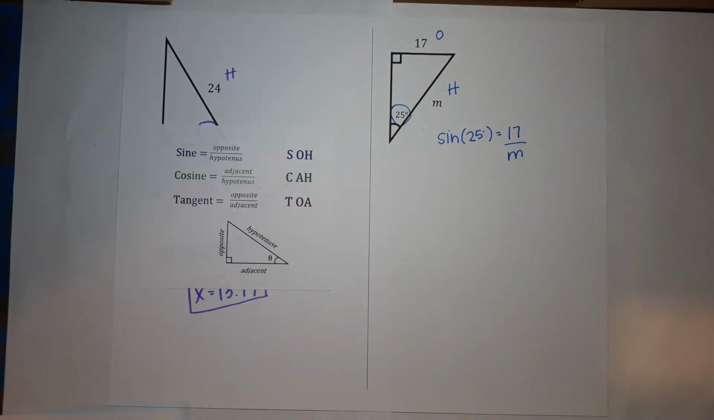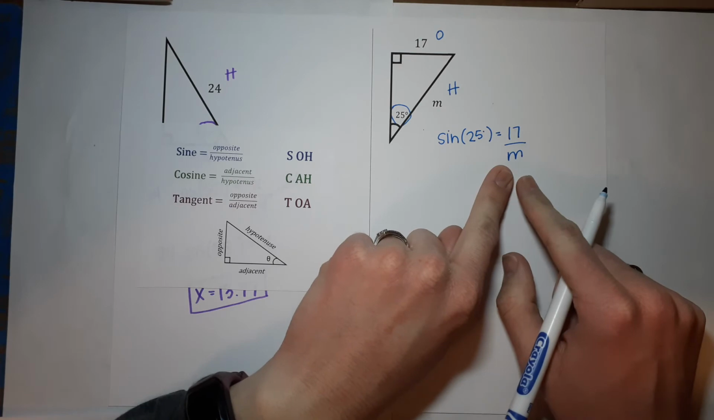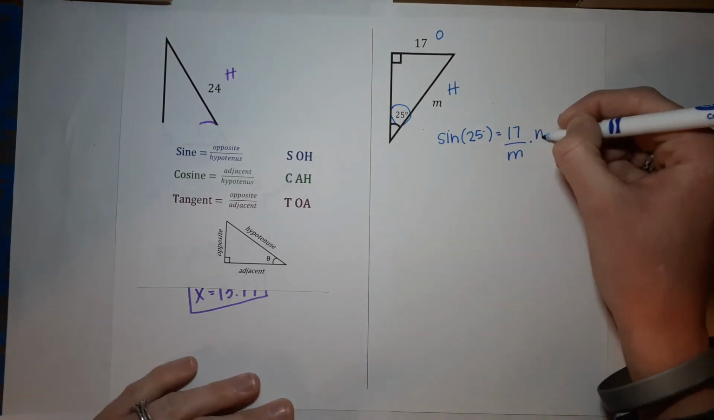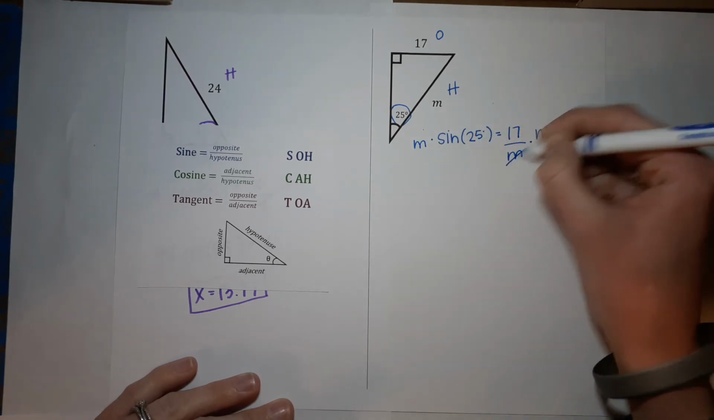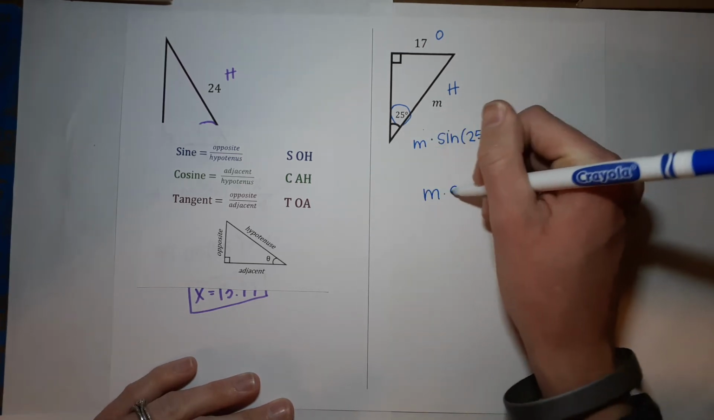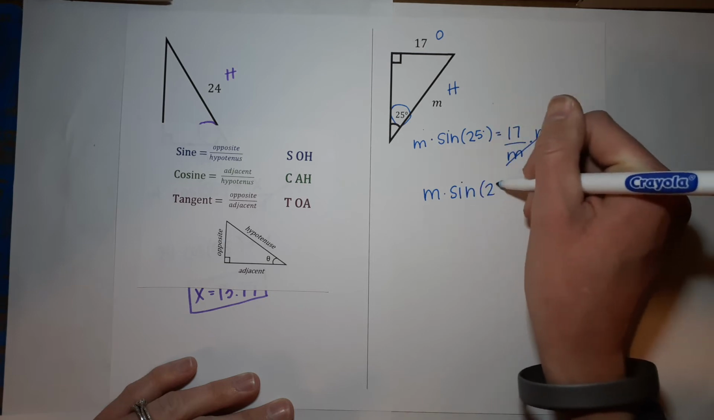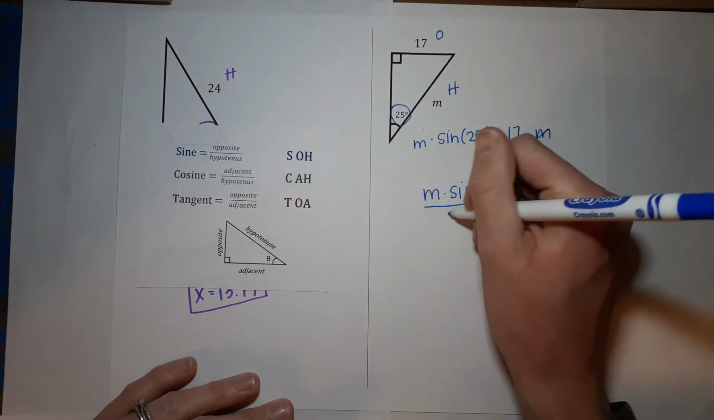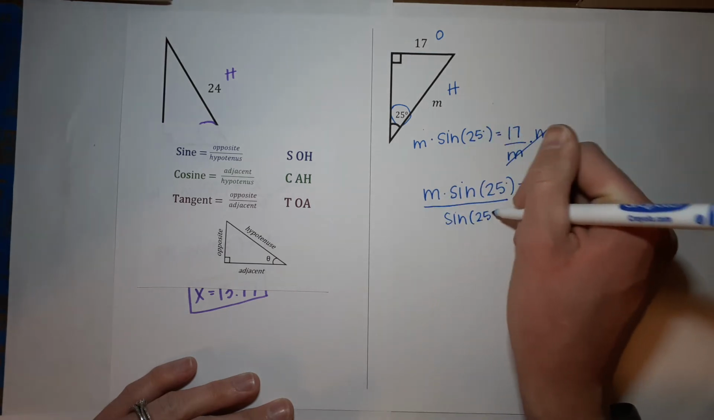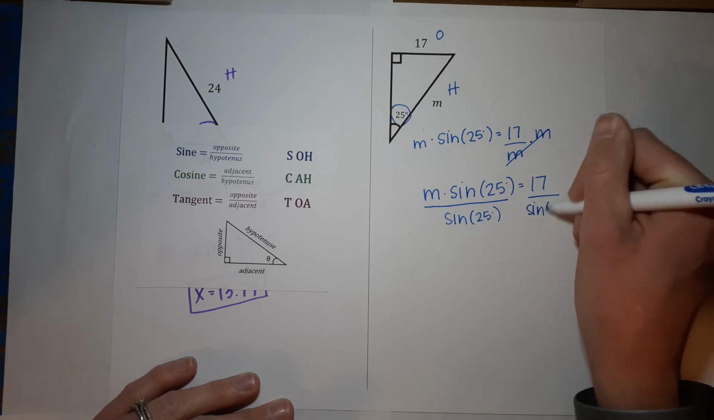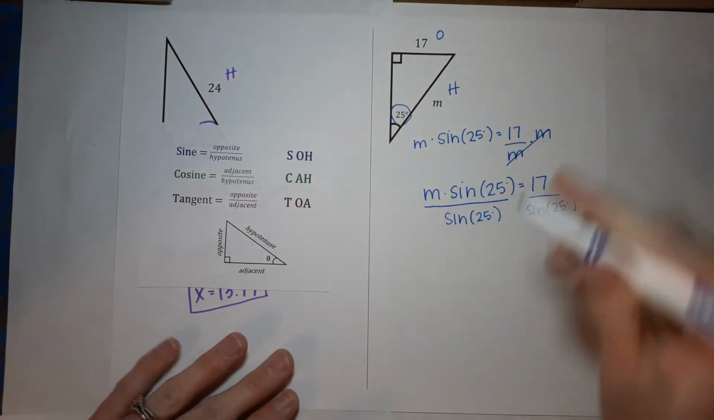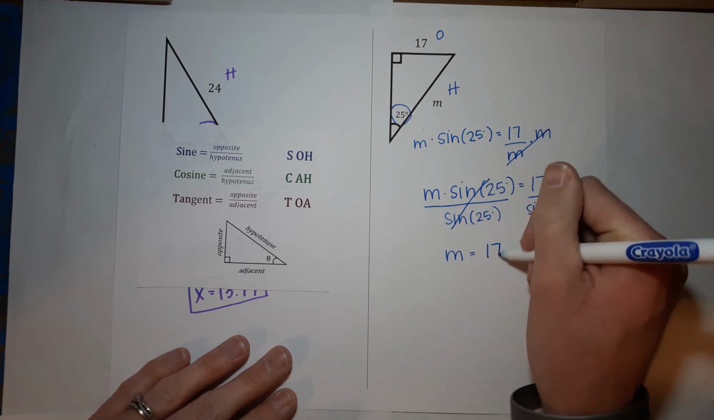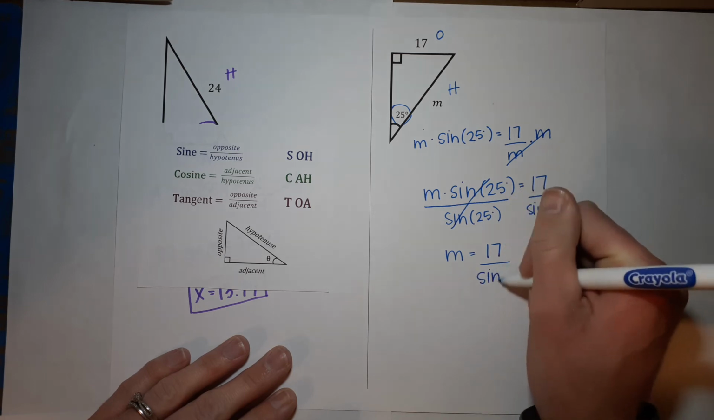So this one is very similar, except the variable's on the bottom, so it takes a tiny bit longer, but not too bad. So I just need to get that variable alone. So first I'm gonna multiply both sides by m. So I'm left with m times the sine of 25 degrees equals 17. Now I need m alone, so I'm gonna divide by the sine of 25 degrees on both sides, okay? As long as I do it on both sides, we're good. All right, so now I'm left with m equals 17 over the sine of 25 degrees.